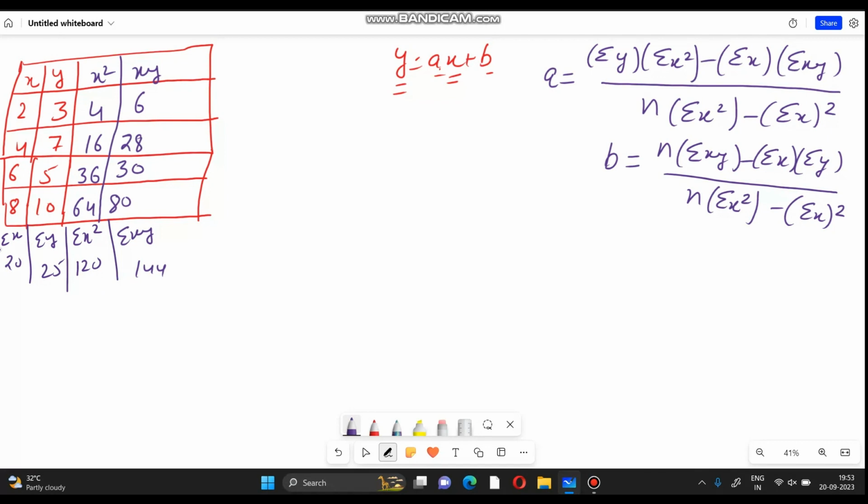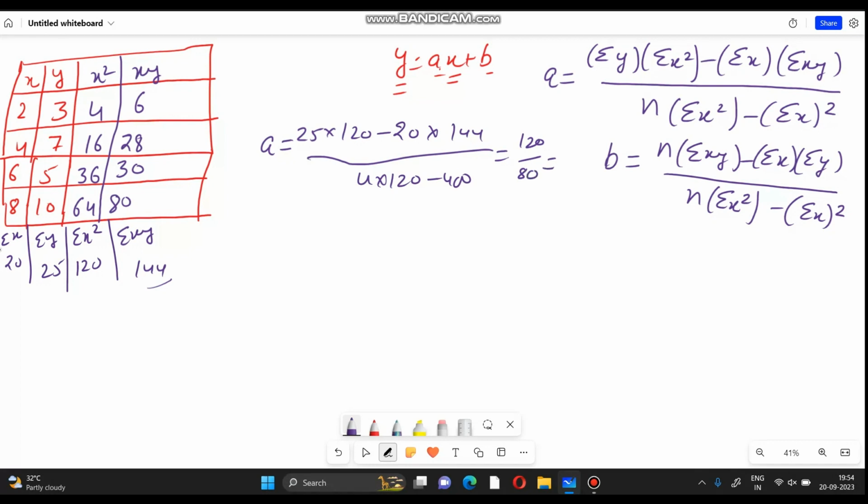Let's put these values into the formula for a. We have 25, sigma y, times sigma x square, which is 120, minus sigma x, that is 20, times sigma xy, that is 144, divided by 4 into 120 minus 400. So we get 120 divided by 80, and the value of a is equal to 1.5. So we got a equal to 1.5.